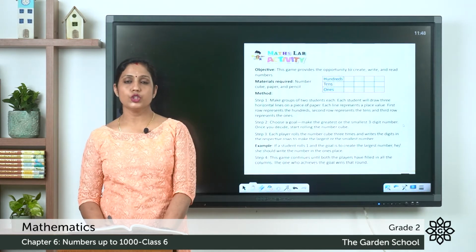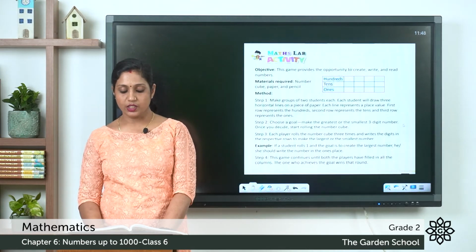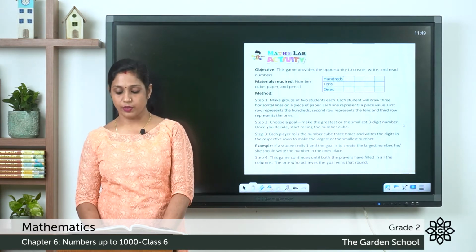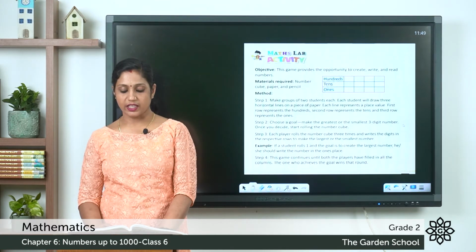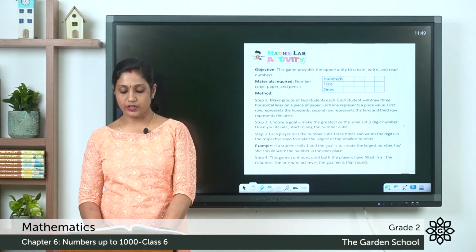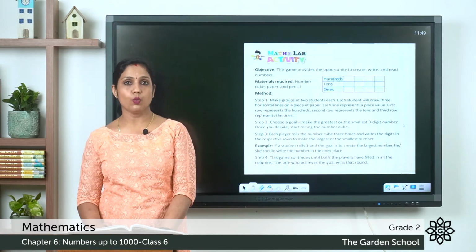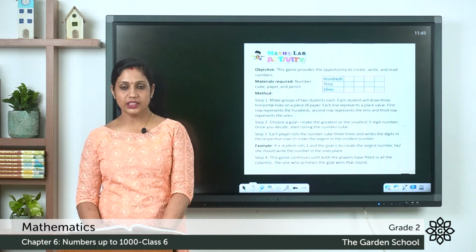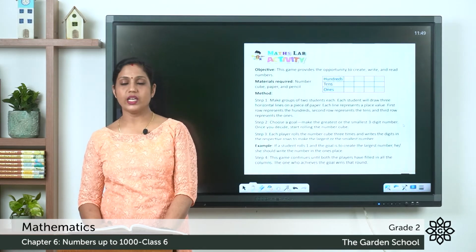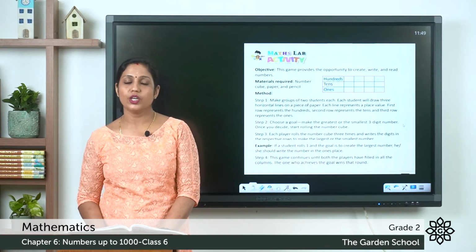Step 2. Choose a goal. Make the greatest or the smallest 3-digit number. Once you decide, start rolling the number cube. Step 3. Each player rolls the number cube 3 times and writes the digits in the respective rows to make the largest or the smallest number. Example: if a student rolls 1 and the goal is to create the largest number, he or she should write the number in the ones place. Step 4. This game continues until both the players have filled in all the columns. The one who achieves the goal wins that round. So read the activity and do accordingly. You can do it along with your siblings or with your parents.